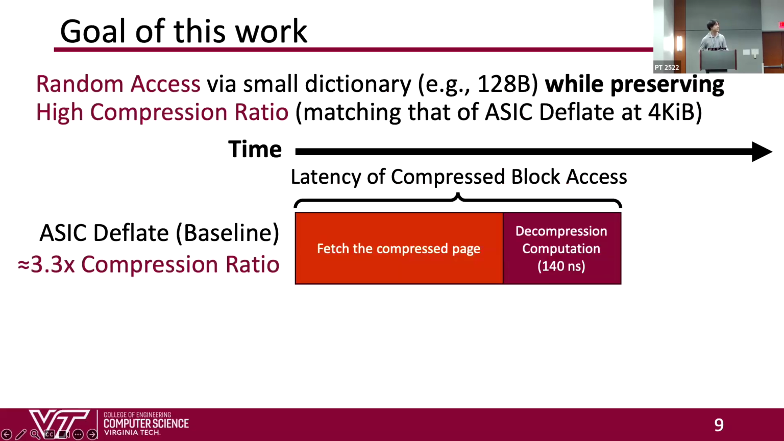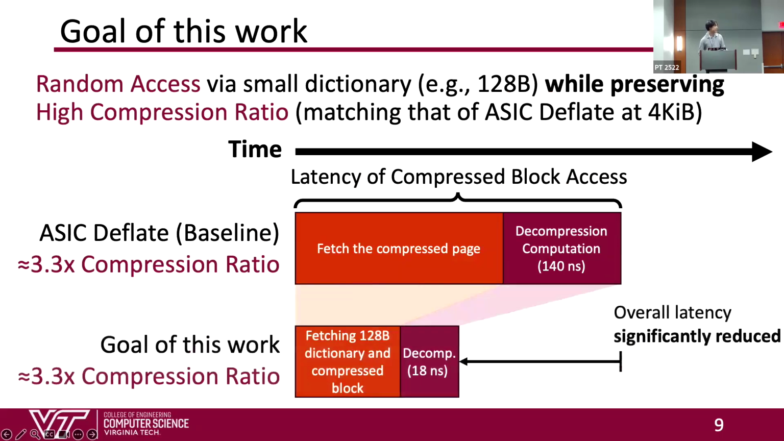And to make this very concrete, our goal is to achieve random access via a small dictionary, but also match the compression ratio of ASIC deflate. And you can see that we're trying to reduce both this fetching overhead in terms of latency and also the decompression computational latency itself.